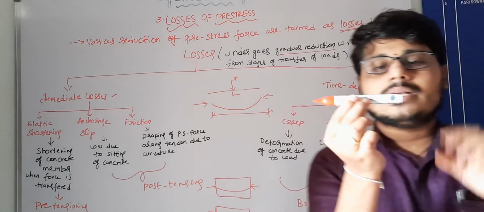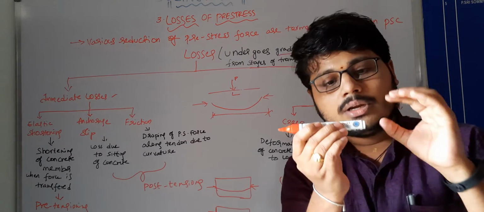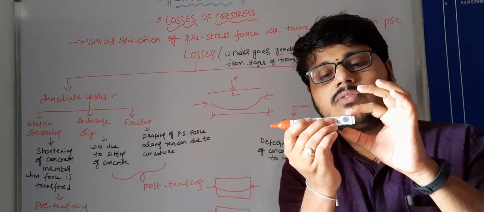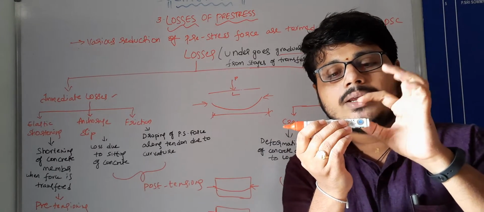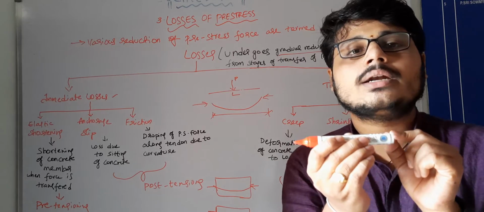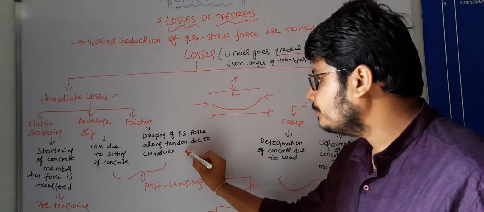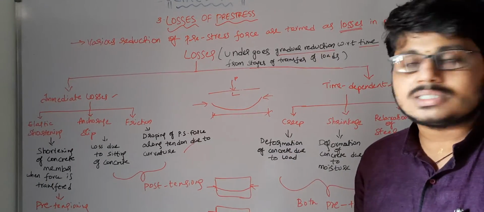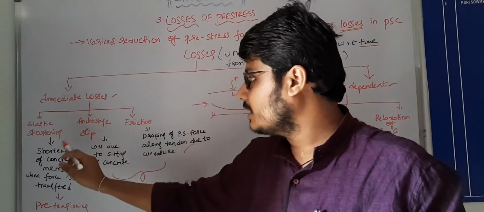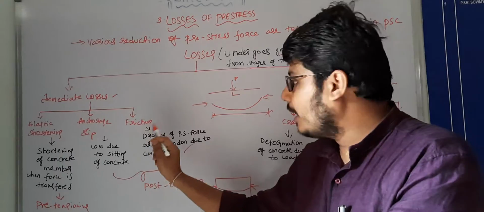There will be some sudden frictional force on applying the pre-stressing force in the tendon. There will be friction between the pre-stressed concrete beam and the inside cables, which are called tendons. So that is friction loss. So these are the immediate losses in pre-stress: elastic shortening, anchorage slip and friction.